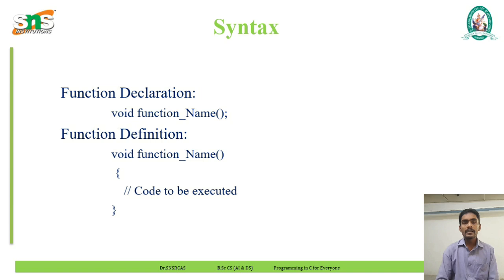The syntax for this type is: function declaration void function name. Void means that the function will not return any values. So the definition here is void function name and curly braces. Within the curly braces is the code to be executed. Here the code to be executed will not have any return statement, as this type belongs to that category.